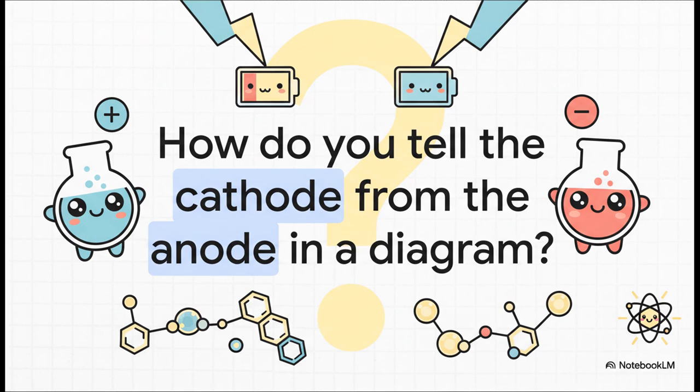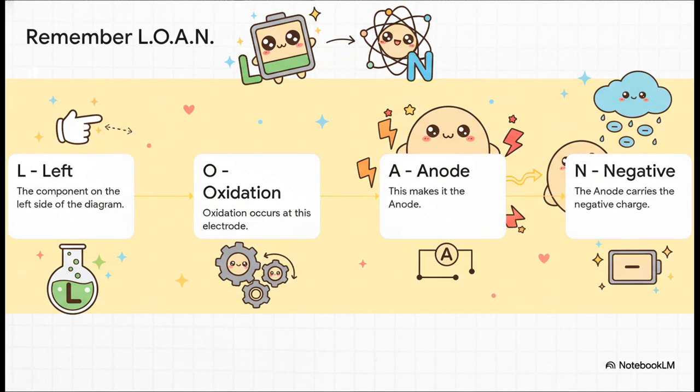Which, of course, leads to the million-dollar question every single chemistry student has asked at some point. You're staring at one of these cell diagrams and it looks complicated. Where do you even begin? How in the world do you tell the anode from the cathode? Well, here's an incredibly powerful memory aid, and it's a real game changer. LOAN. L-O-A-N. This tells you exactly how to read a cell diagram. The component on the L side, that's where oxidation is happening. And that means it's the anode, which carries the negative charge. Just remember LOAN, and I promise you will never mix them up again.